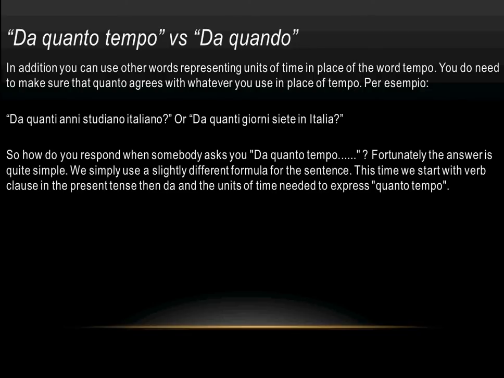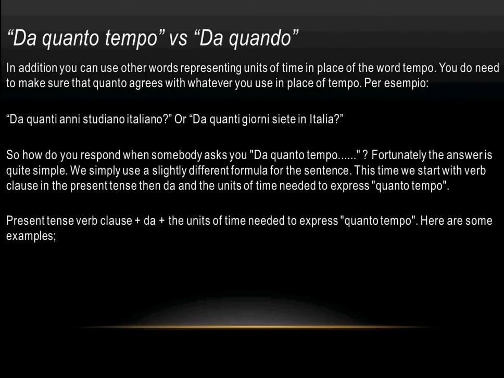So how do you respond when somebody asks you, da quanto tempo? Fortunately, the answer is quite simple. We simply use a slightly different formula for the sentence. This time we start with the verb clause in a present tense, then da, and the units of time needed to express quanto tempo. So in reality, tempo becomes almost like a pronoun for an antecedent that you're going to vocalize, and quanto is dropped altogether. Example. First, let's look at the formula. Present tense verb clause plus da plus the units of time needed to express quanto tempo.